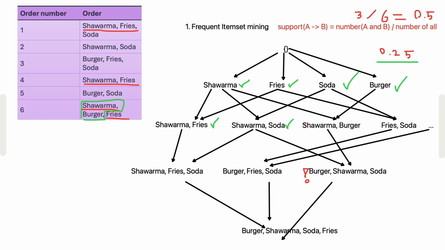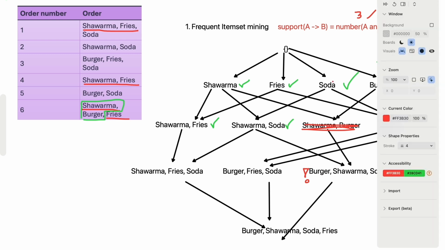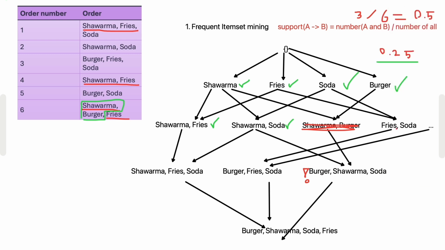And then the combination of fries soda is also frequent. We see it once here. We see it again. So that's 2 out of 6, which is already 33%, which is more than 25%. So this is also frequent, and so on. And then we go through all of this, and we might have then something like this, where we say, okay, right here, these are the frequent ones, and these are the non-frequent ones, okay?